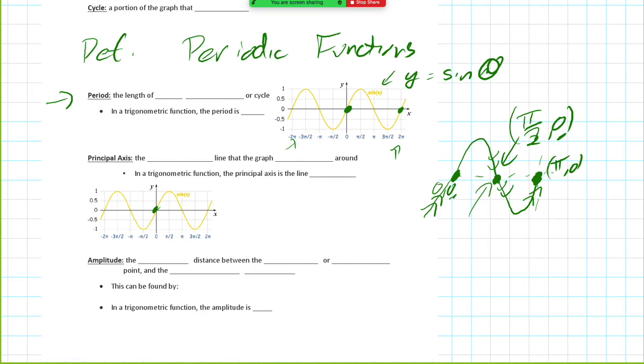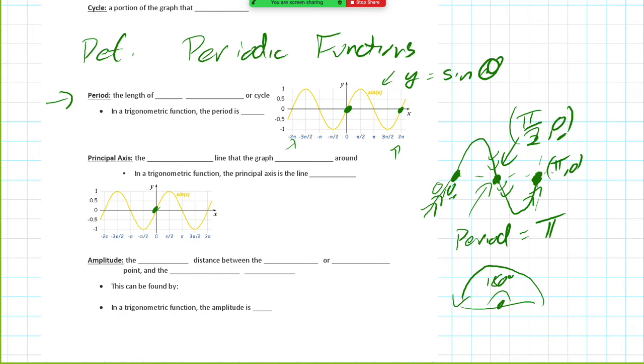So what that means is the period is equal to pi, which, if you remember our unit circle, is getting around halfway around the circle, which is also the equivalent of 180 degrees. Okay, so that's all a period is. How long does it take?